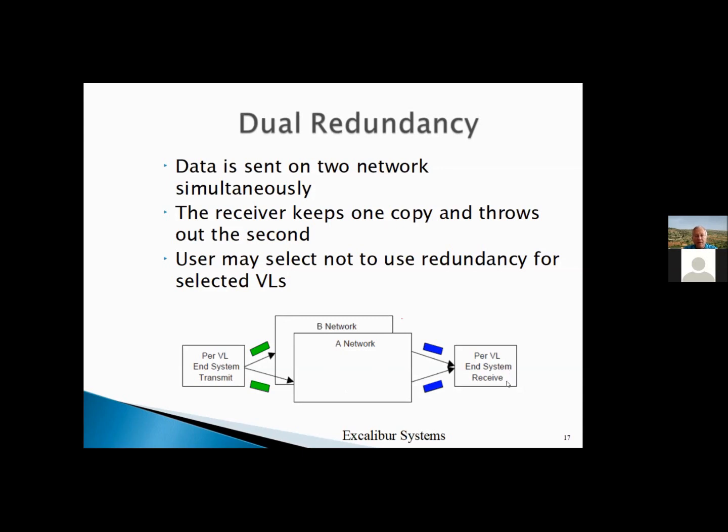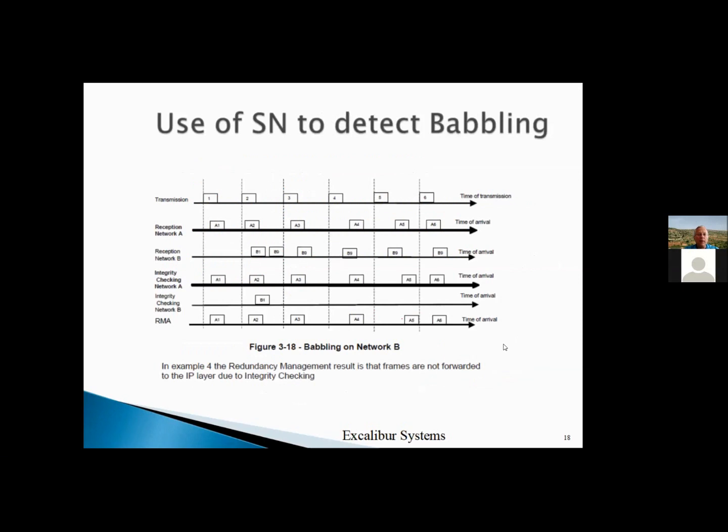Now, within the specification, there is the ability to say that for particular messages, if I don't want to use redundancy, I don't have to. So I'll send them out only on A or only on B. Okay, so now that we know about serial numbers, we know that if an end system breaks and it sends garbage, I have a way of knowing about it.